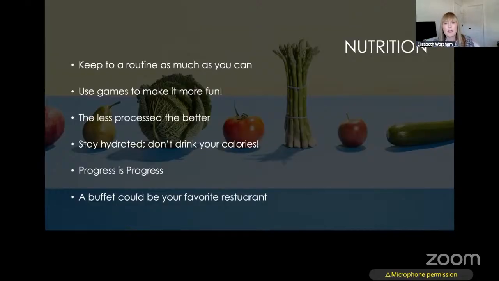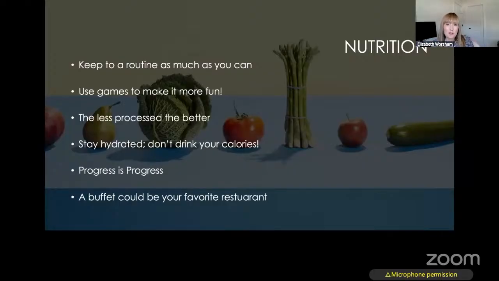Stay hydrated. Don't drink your calories. This is a mantra, because we can pack on the pounds, and not in a healthy way, if we're drinking things like sodas or smoothies. Although smoothies may seem great, they can be loaded with just tons of sugar and not a lot of fiber or nutrients.